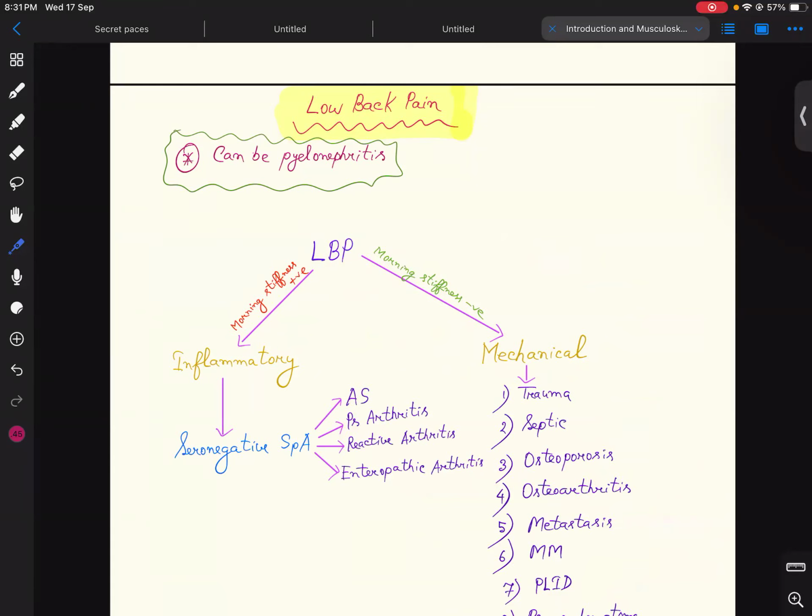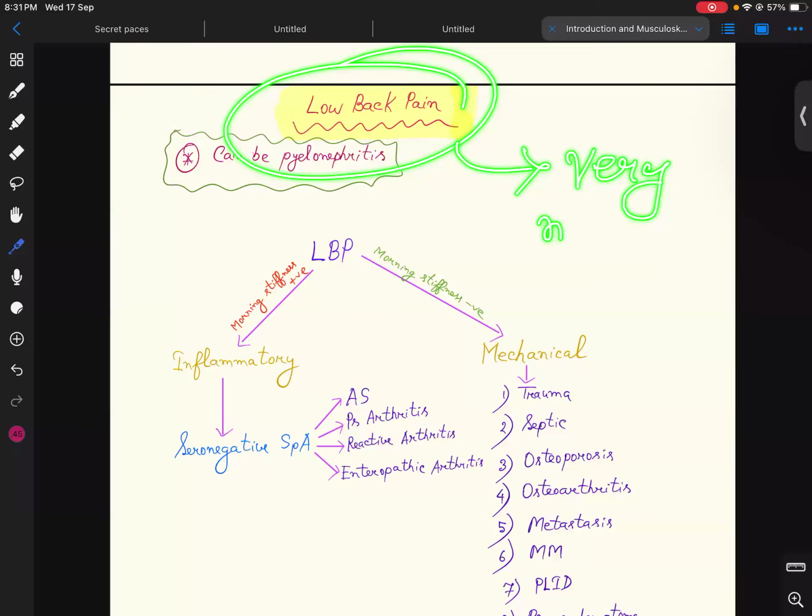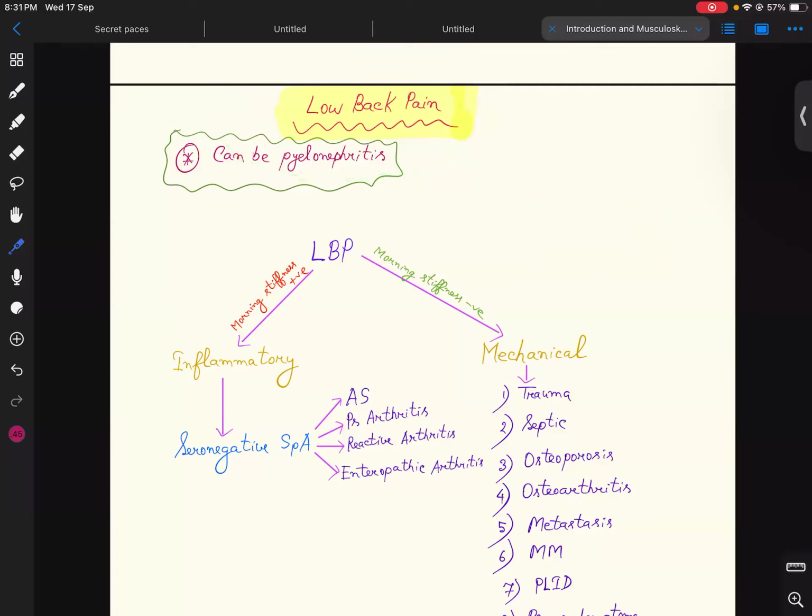Okay. So the next important case is low back pain. Low back pain is another very important case for the PACES exam. It frequently comes in the PACES exam. So how to approach low back pain?